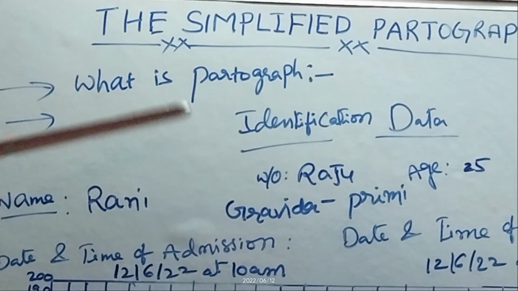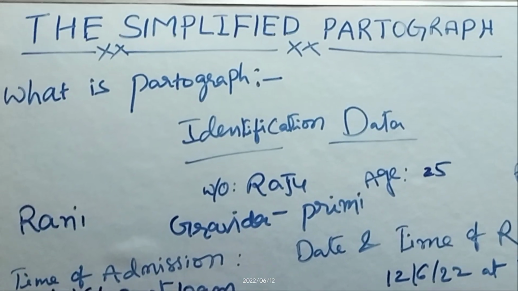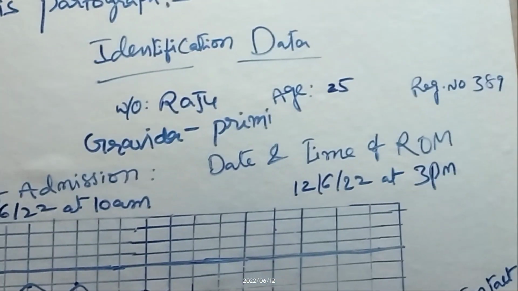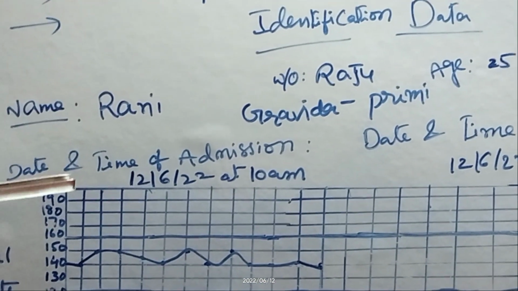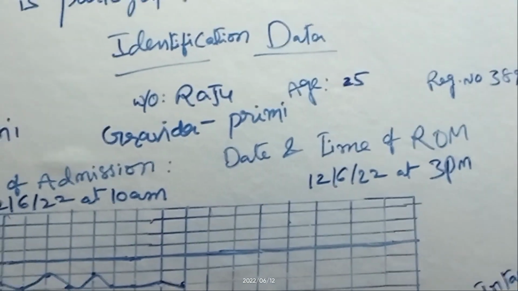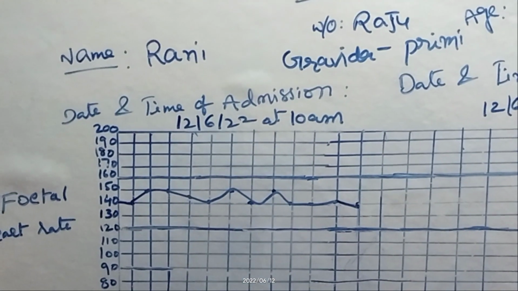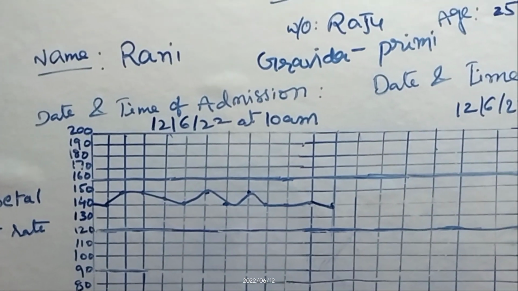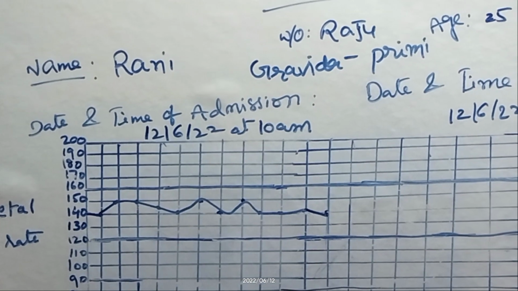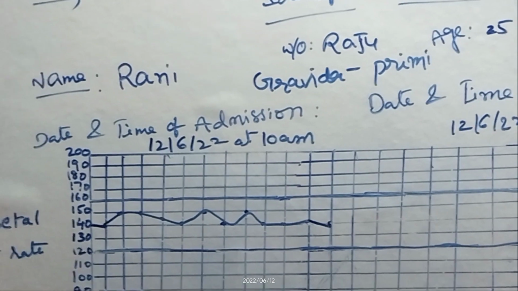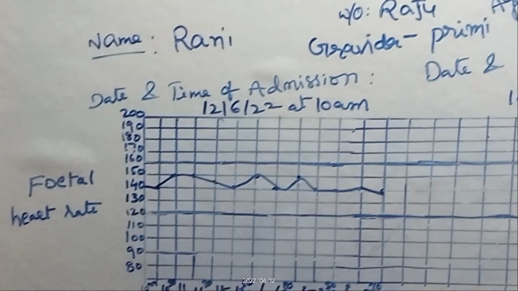See, coming to the identification data, first we should fill all these columns. Name, wife of, age, registration number, gravida, date and time of admission, date and time of rupture of membrane. It's very important. Now we are going to see the patient name Rani, age 25, primary. She came with active stage of labor, that means 4 centimeter dilatation. So that simplified partograph, now we are going to see.